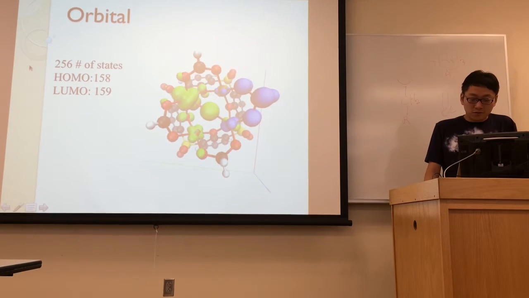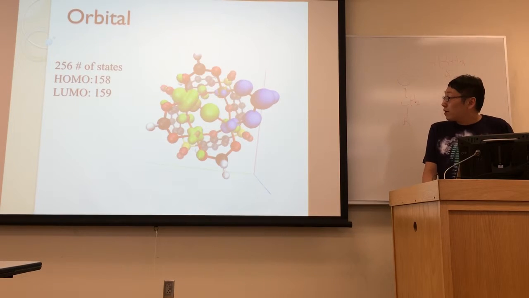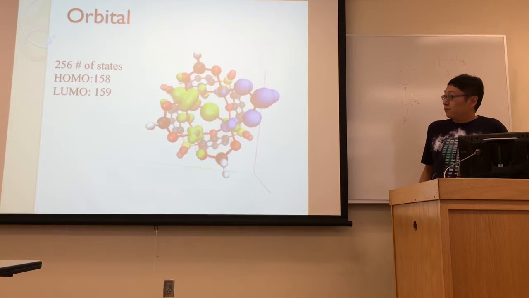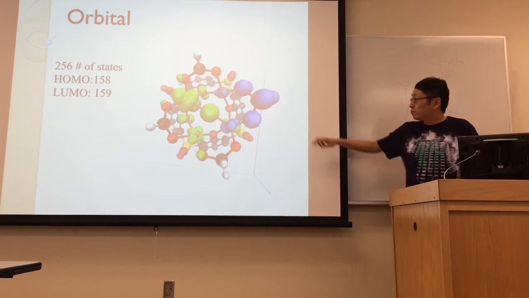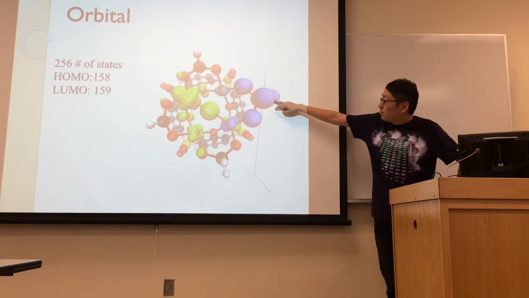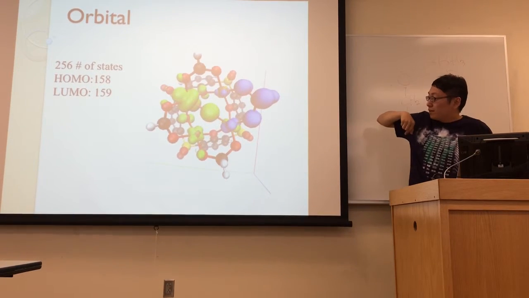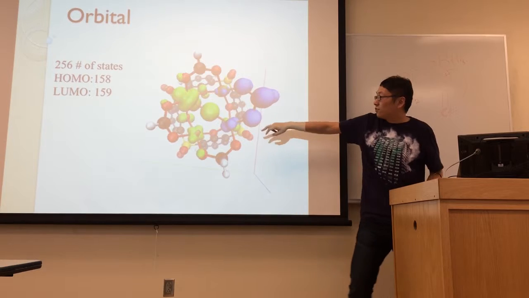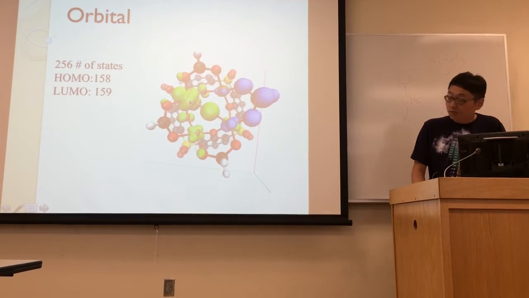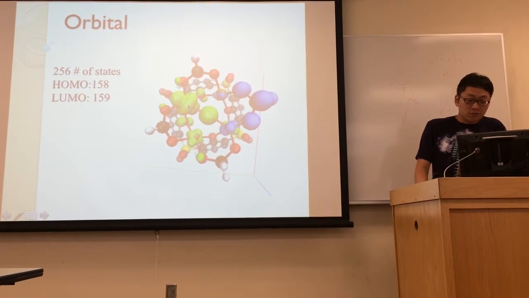And this is the HOMO and LUMO orbital. The green one is HOMO at the state of 158, and the blue one is LUMO. These are just some p orbitals of the carbon, which we might not care about. Here you can see the orbital of the cobalt, the metal.